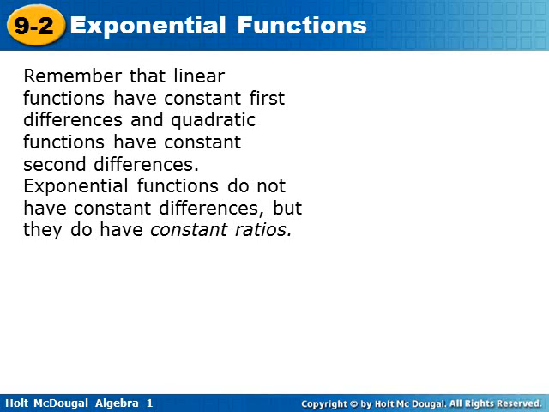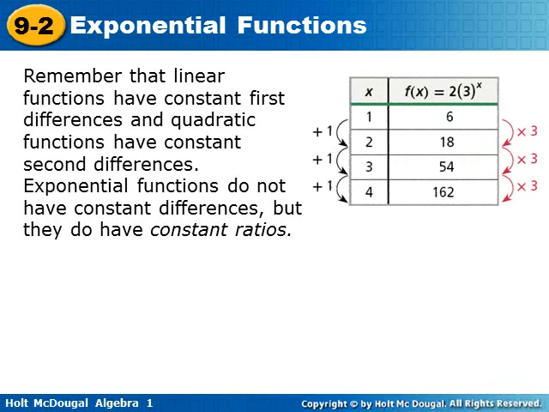Remember that linear functions have constant first differences and quadratic functions have constant second differences. Exponential functions do not have constant differences, but they do have constant ratios. So if you're looking at a table, the x value has to change, so you can see that it goes up by 1 each time. And then the function value, or the y value that you get, will be multiplied by the same thing each time. So it will have a constant ratio.